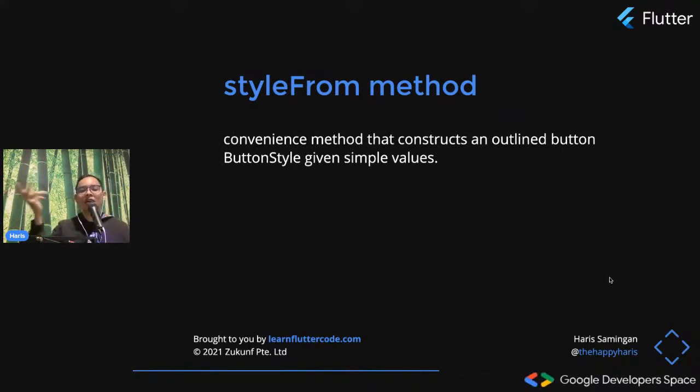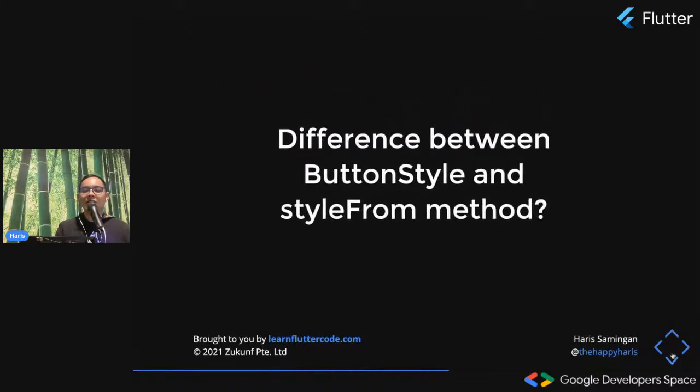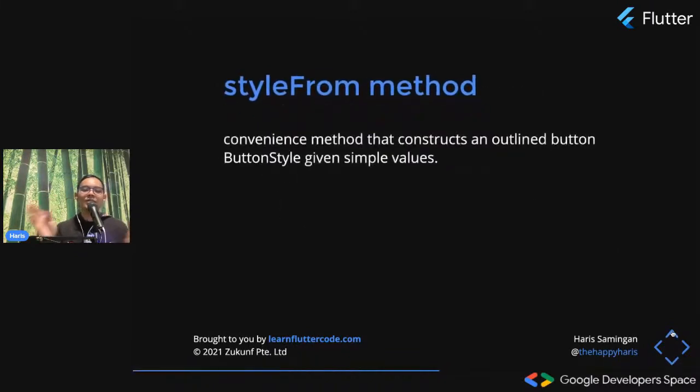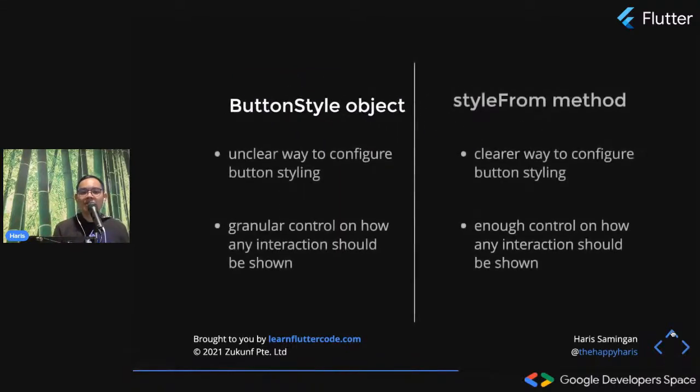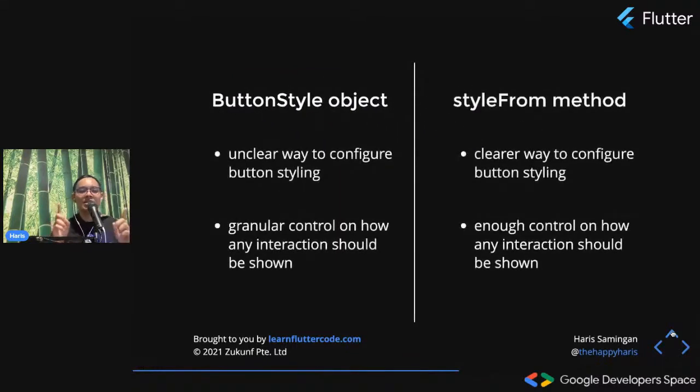So this style from can be used in other buttons. Text button has its own style from, and elevated button has its own style from method as well. The difference between these two is the button style object. It's a little bit unclear for you to configure the button styling, but it gives you granular control on how any interaction should be shown.